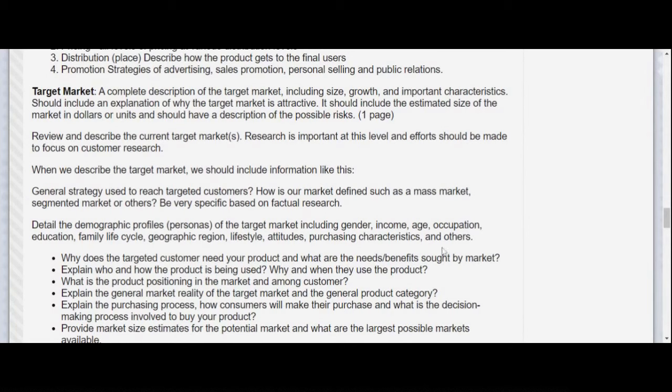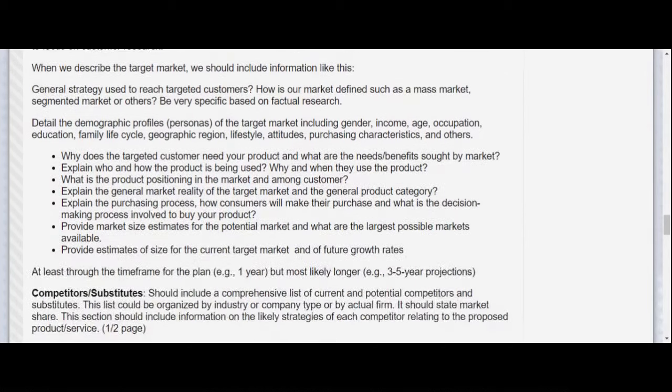Now, when you do your research, you're creating these demographic profiles, these personas. You could look at all these different demographic keys like gender, income, age, occupation, education, family, geographic region, lifestyle, attitude, purchasing characteristics. All that makes up that individual, that persona that you want to target. Okay. And if you get stuck, just go through this list of questions, and you should be able to get some of these answers.